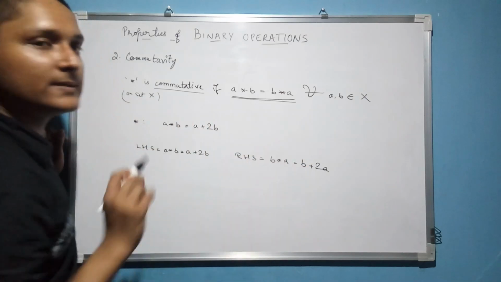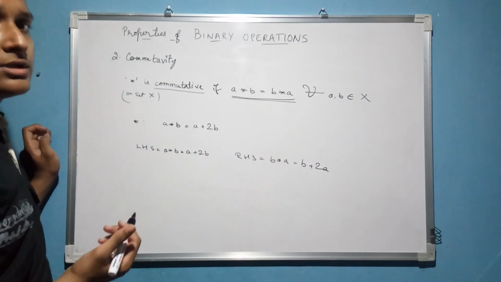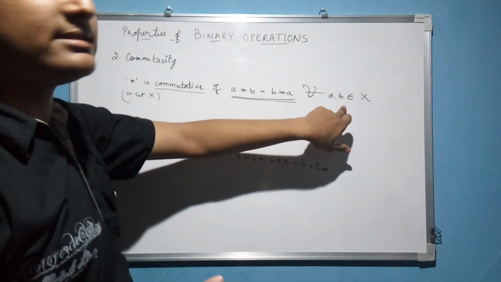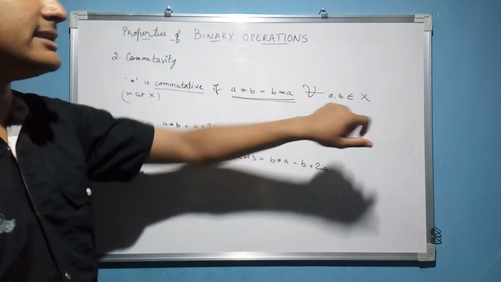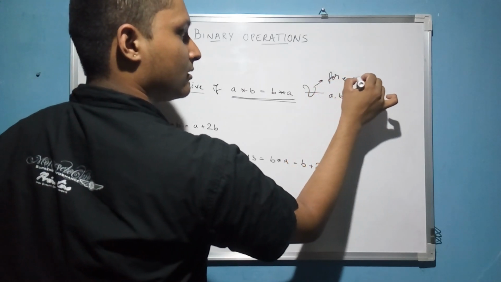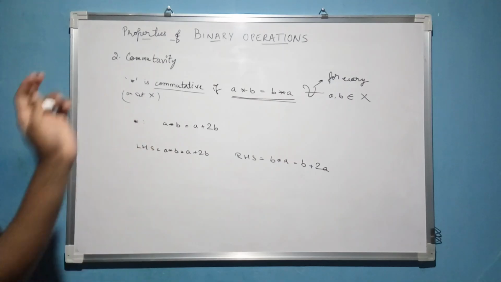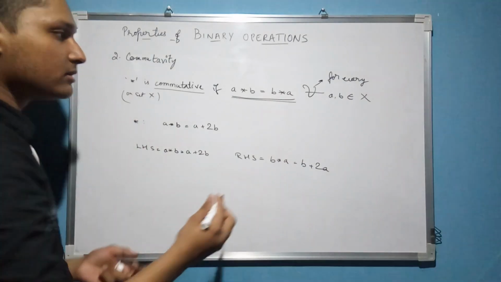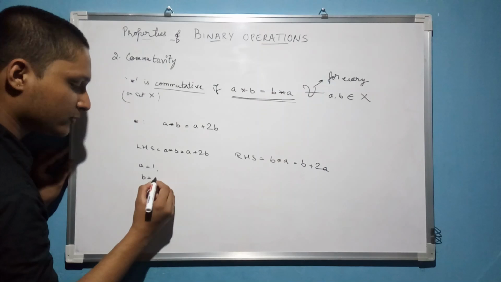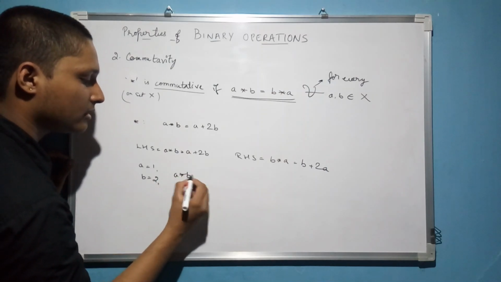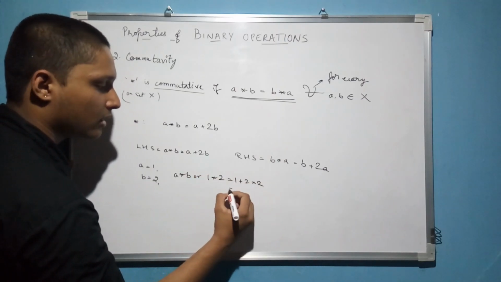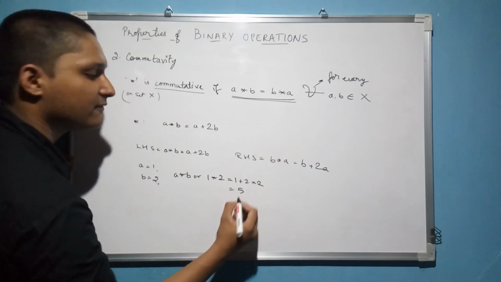Are A plus 2B and B plus 2A equal? No, they cannot be equal. They can be equal only if B is equal to A. But here you considered that for every A and B that is belonging to X. I think you know this notation. This is saying for every A and B that is belonging to that set X. So in this case, some example I can take, say let A is equal to 1 and B is equal to 2. So A star B or 1 star 2 is equal to 1 plus 2 into 2, or 1 plus 4, comes to be 5.